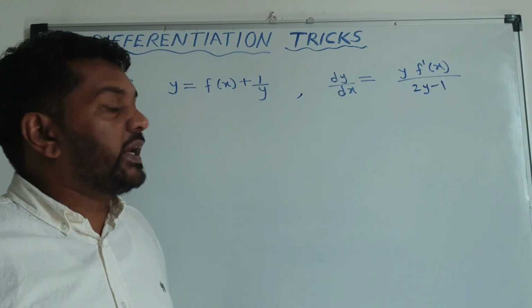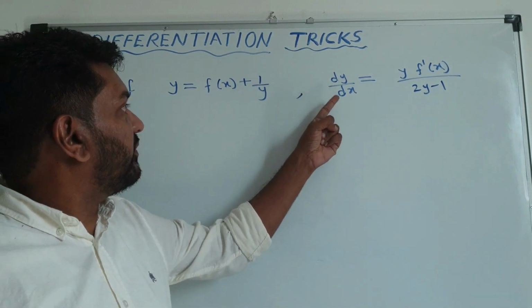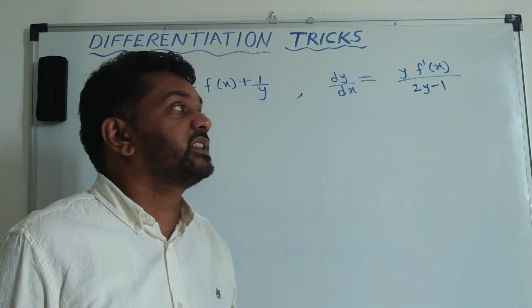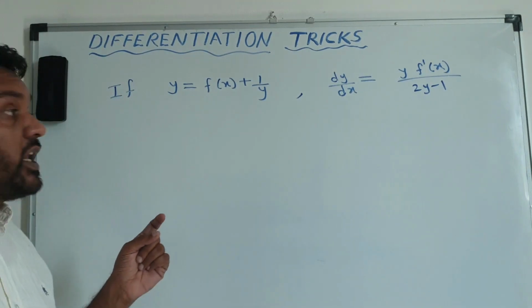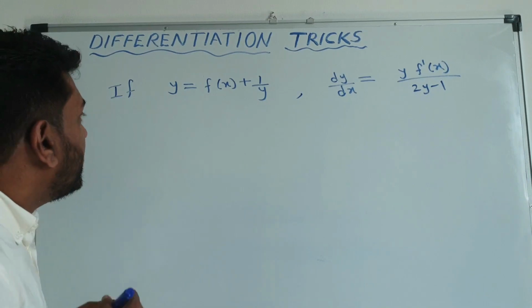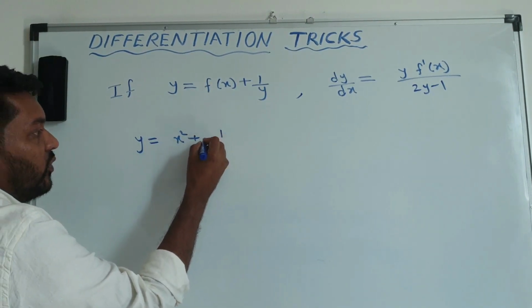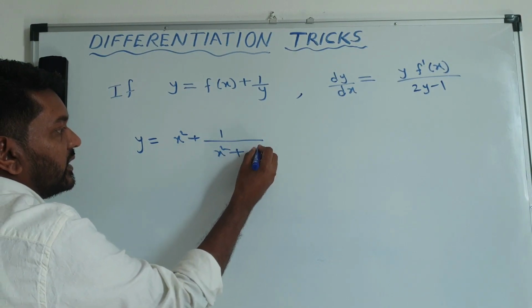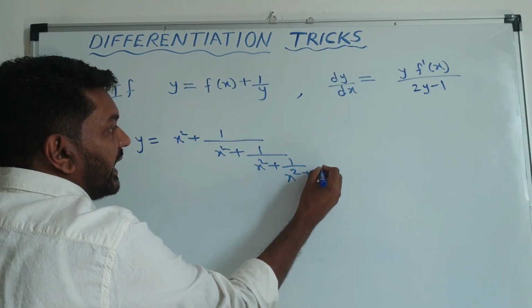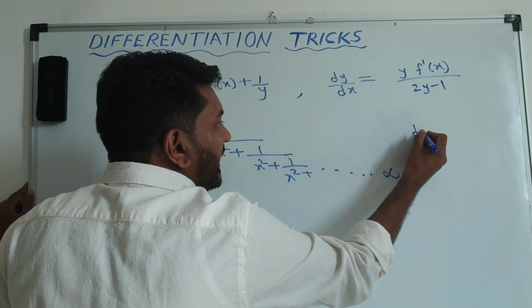Now moving forward to another shortcut. If y equals f of x plus 1 by y, then dy by dx is y f dash x divided by 2y minus 1. Now we will see what type of questions can be solved using this. y equals x square plus 1 by x square plus 1 by x square plus 1 by x square plus etc. up to infinity. Then dy by dx is what?